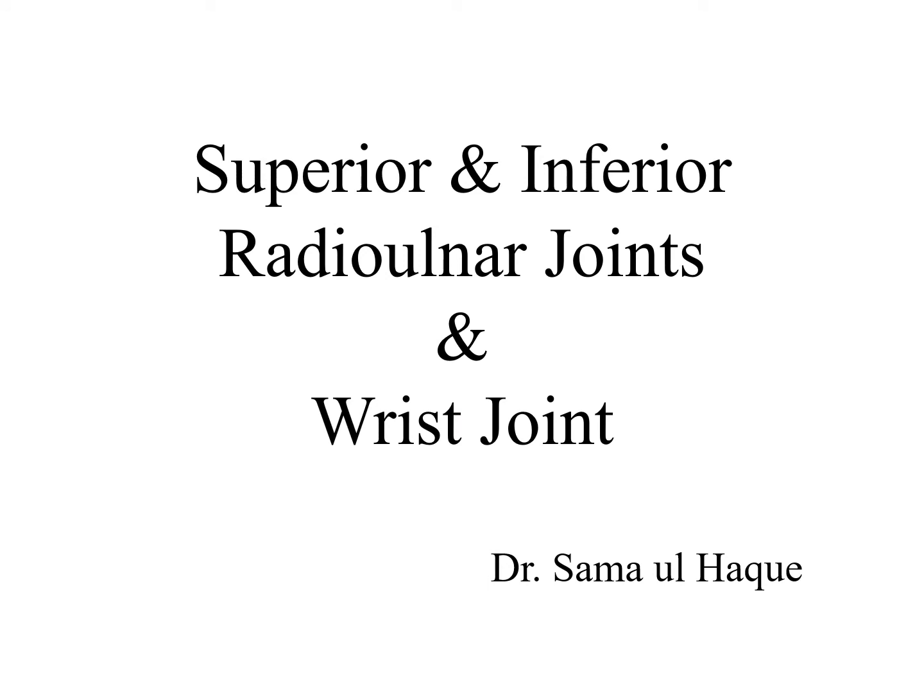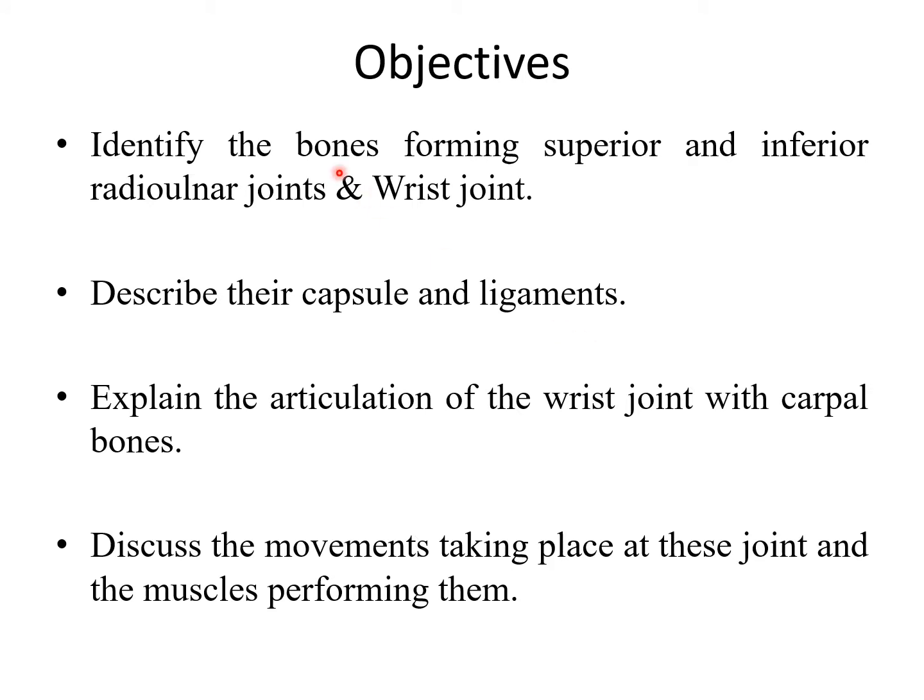Today we are talking about superior and inferior radioulnar joints and wrist joint. Our objectives are to identify the bones forming superior and inferior radioulnar joints and wrist joint, describe the capsule and ligaments of the above mentioned joints, explain the articulation of wrist joint with carpal bones, and in the last we will discuss the movements taking place at these joints and the muscles which are involved in that.